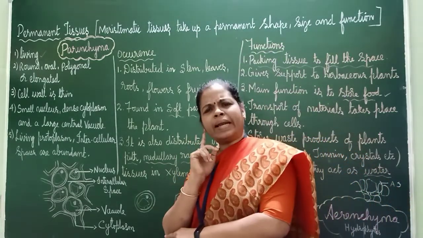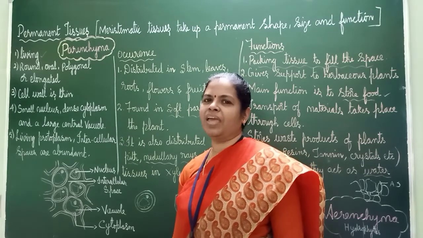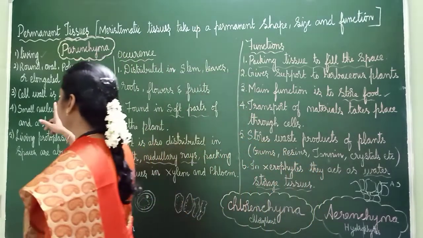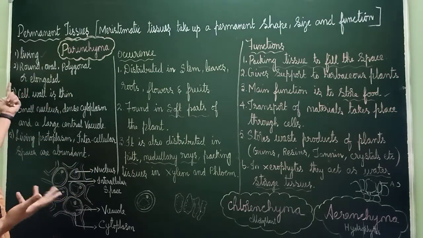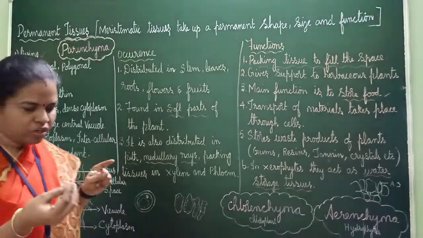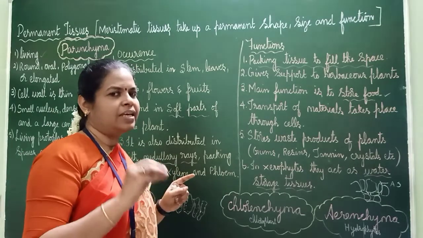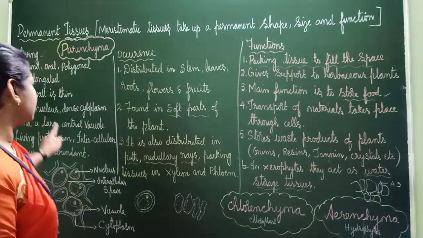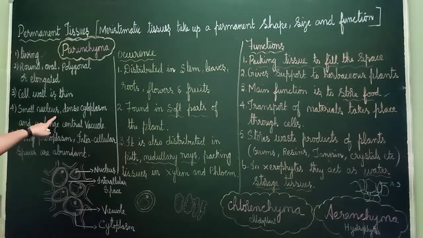We should know whether parenchyma is living or dead. Yes, it's a living cell. Parenchyma cell is living. What about the shape? They may be round, oval, polygonal or elongated. Cell wall, we have studied. They are made up of what? Cellulose. Plant tissues have cell wall and they are made up of cellulose. So here cell wall is there but very thin cell wall. They have a small nucleus and dense cytoplasm and a large central vacuole.